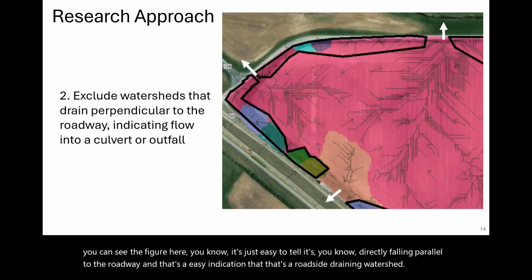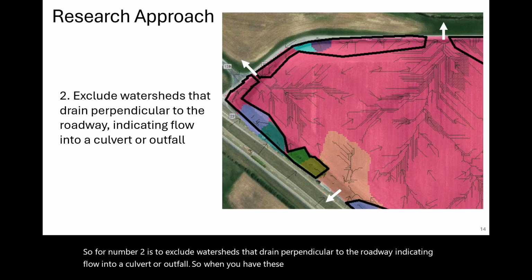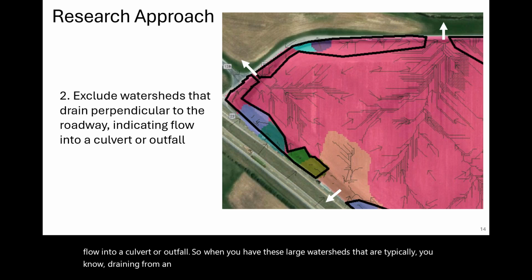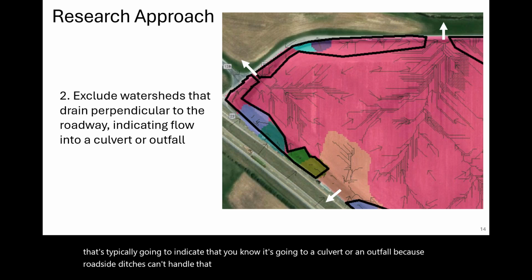So for number 2 is to exclude watersheds that drain perpendicular to the roadway, indicating flow into a culvert or outfall. So when you have these large watersheds that are typically draining from an agricultural field, if it is draining perpendicular to the roadside ditch, that's typically going to indicate that it's going to a culvert or an outfall, because roadside ditches can't handle that large amount of flow generated from that watershed going into a specific point.